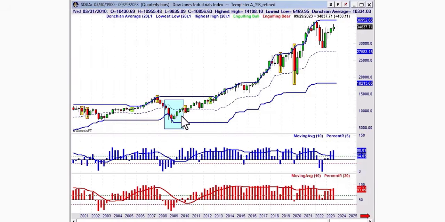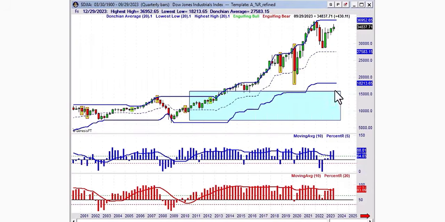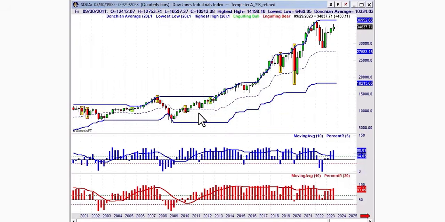That's bullish. But then from there, once we actually begin to trade nicely above that Donchian average, notice how we've consistently done that, really going back to 2010. So since 2010, it's been an easy read on what's been going on in the overall market. The trend is to the upside.